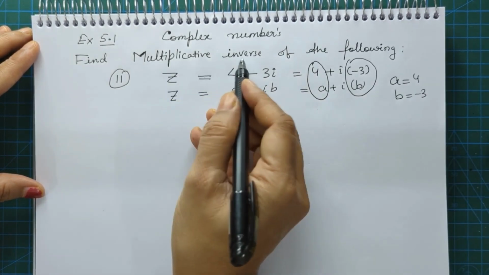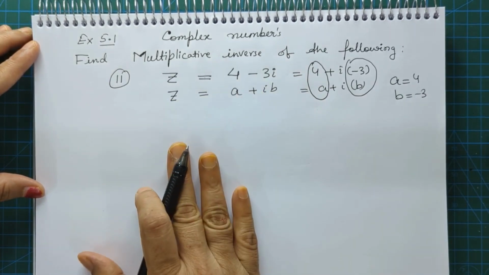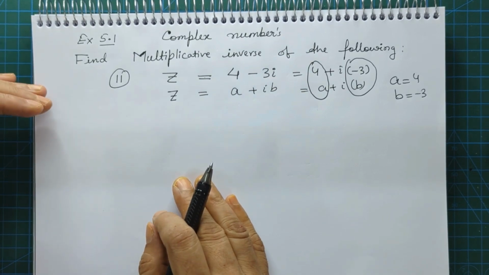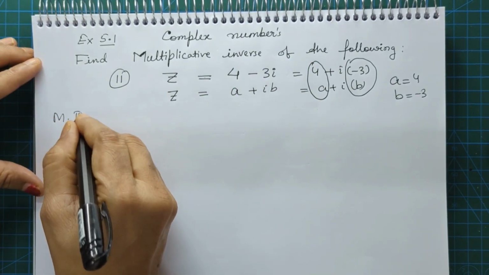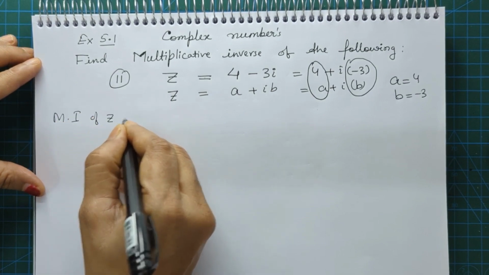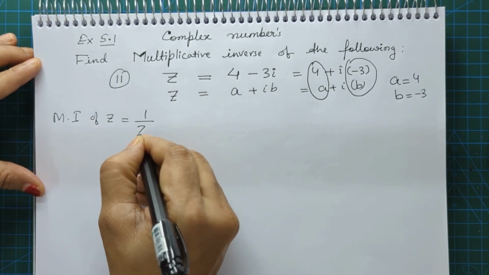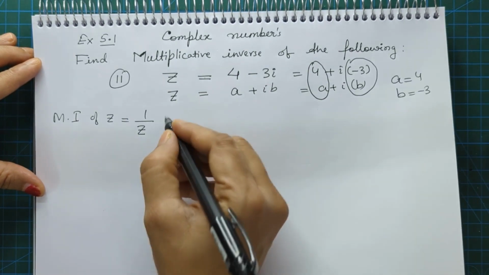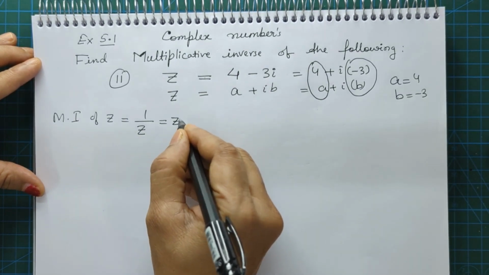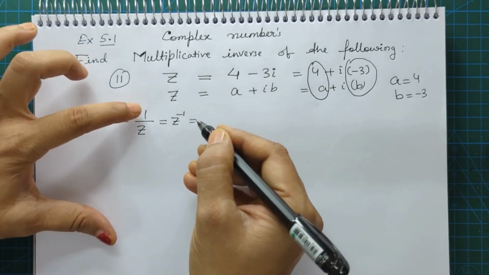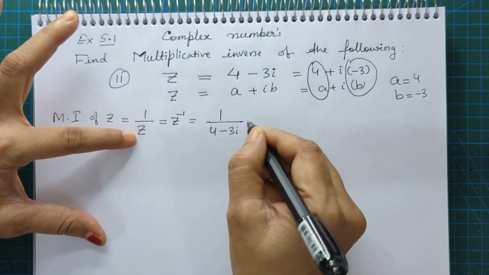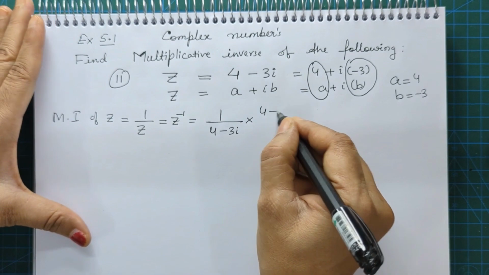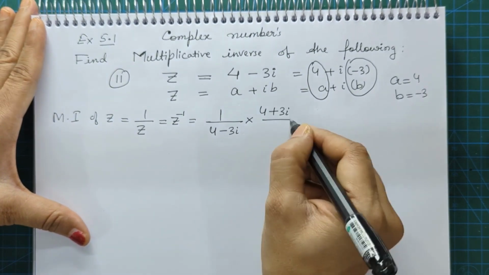Now we have to find the multiplicative inverse. First I will find the multiplicative inverse by the regular process, that is, the multiplicative inverse of a complex number is its reciprocal. So 1 by z, which is represented as z inverse. So 1 by z means 1 by 4 plus 3i, multiplied in the numerator and denominator by the conjugate of the denominator.